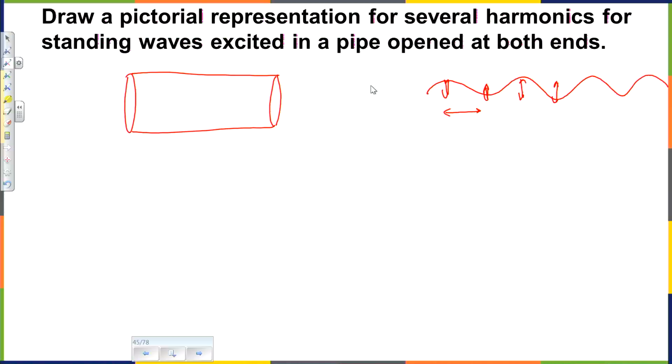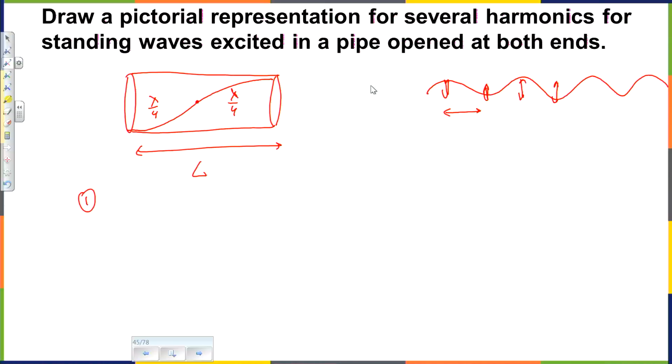And this picture represents the longest possible wavelength, the lowest tone. We call it the fundamental, or the first mode, or the first harmonic. And of course, if this is a quarter of a wavelength, this is a quarter of a wavelength, and this is the length of that tube.